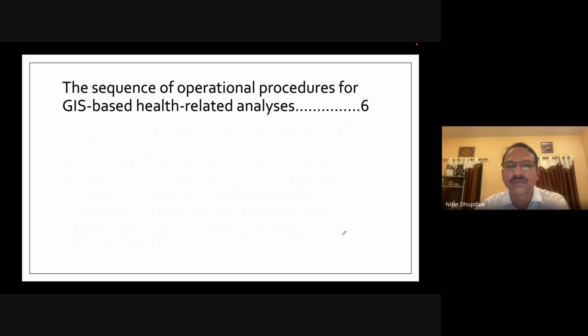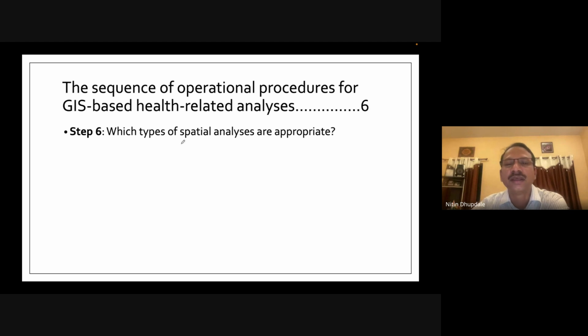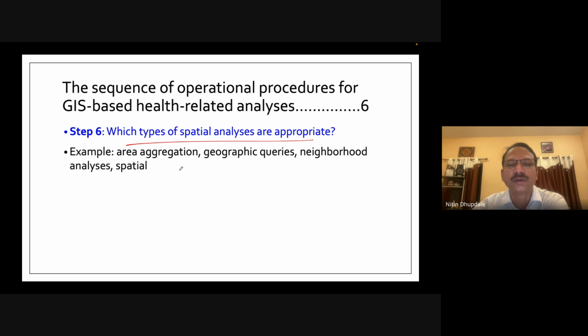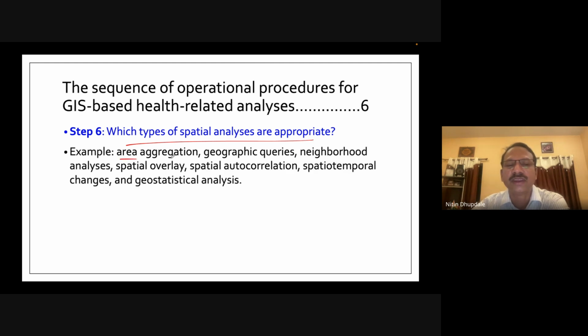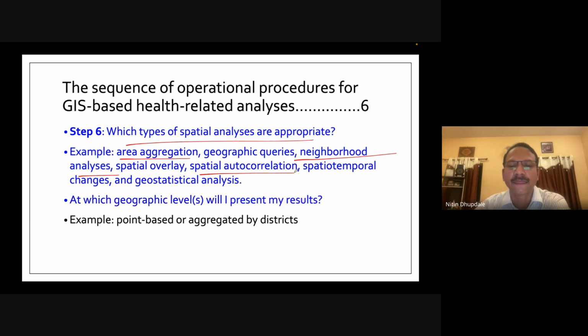So there are a lot of steps which are involved. I'm going a little faster because our time is getting over. So which kind of analysis we have to do? We have to give a thought to it, whether it is area aggregation, neighborhood analysis, spatial autocorrelation, all those we have to think about. And whether you're going to project your data in point based or aggregated level, that also you have to think about.